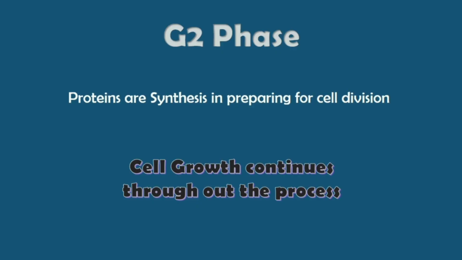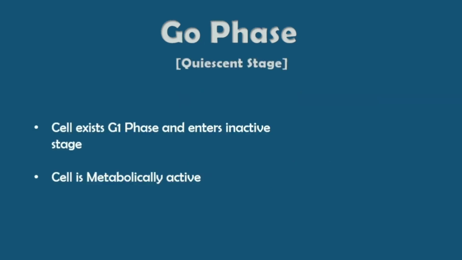G2 phase or gap 2 is the interval between DNA replication and M phase. Here, the cell synthesizes protein and prepares for cell division. Now comes the most interesting phase of the cell cycle, the G0 phase, also called the quiescent stage. The cells that do not divide further exit G1 phase to enter an inactive state. The cell no longer divides unless called on to do so, but it remains metabolically active.